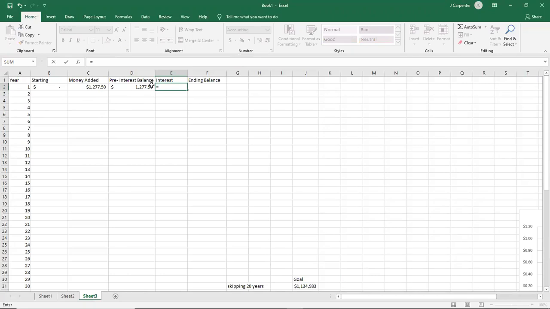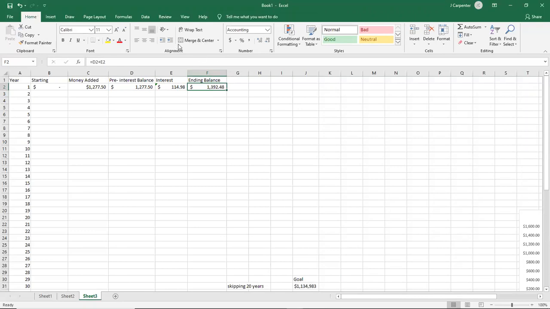Interest, this is the product of your pre-interest balance times your interest rate, which we said was 9%. The ending balance is the sum of the pre-interest balance plus the interest. So at the end of year 1, we got a little more. Now, there's a little squirreliness in this calculation because technically if we put the money in on the 365th day, we would have never earned interest on it.